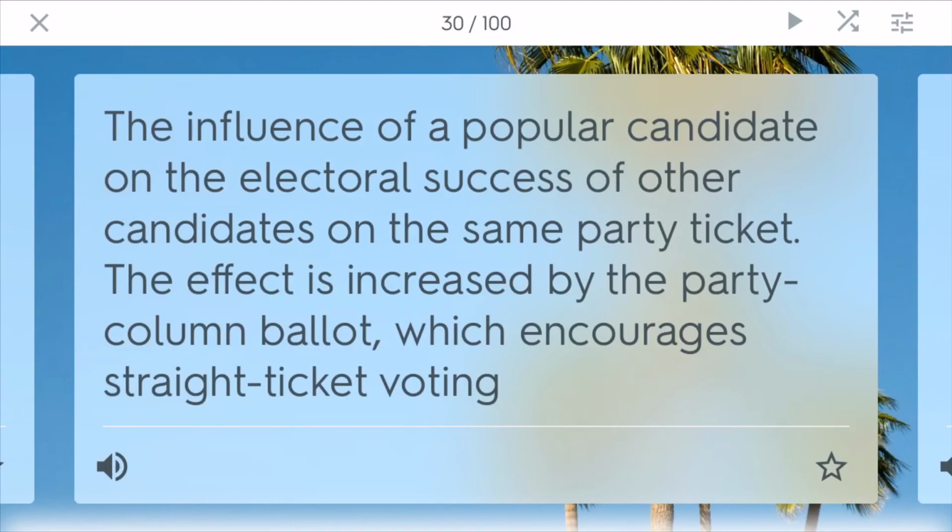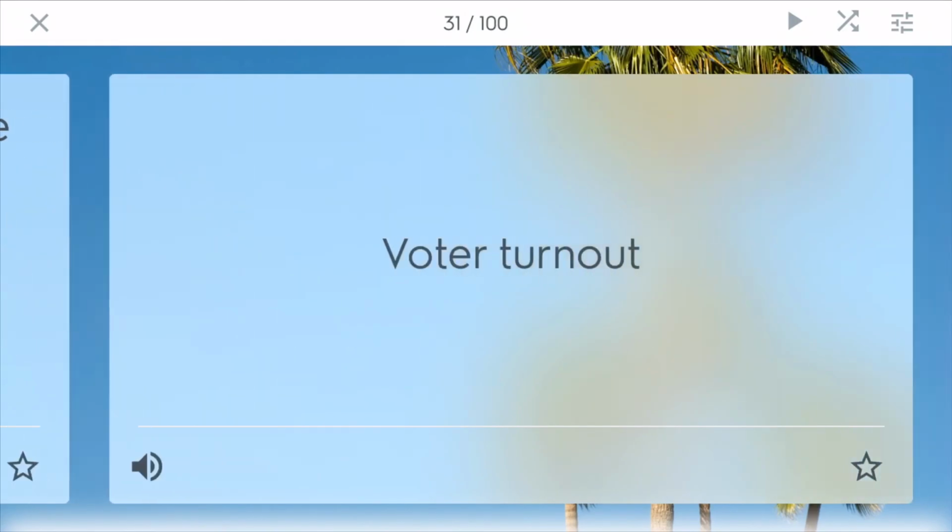Coattail effect. This is the influence of a popular candidate on the electoral success of other candidates on the same party ticket. In the 2018 midterms, a lot of Republicans wanted to jump on the Trump train to benefit from his victory in 2016. The effect is an increase in party column ballot, or an increase in straight ticket voting, where many people decide to directly vote for all the candidates in a single party.